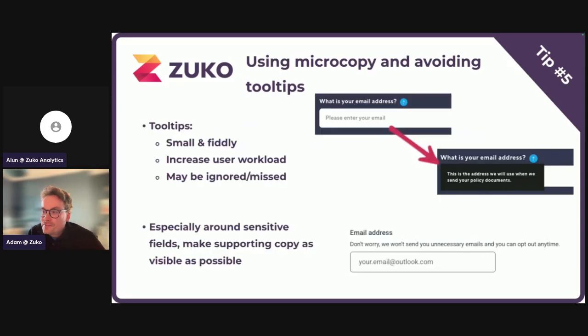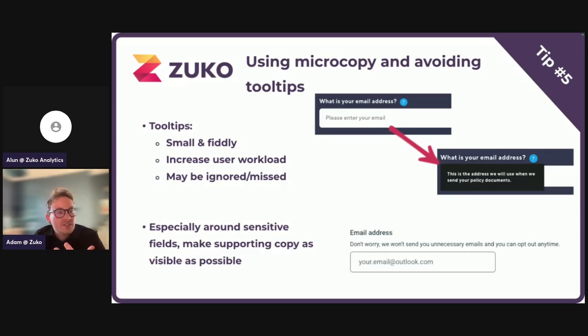Tip number 5, tooltips. There are instances on a form, and this goes into general good practice for form optimization, where it's going to be really useful for you to add additional copy, microcopy around your fields to explain things like why you're asking for certain information. So in the example here, email address, this particular example uses a bit of copy to explain why the user should give their email address.